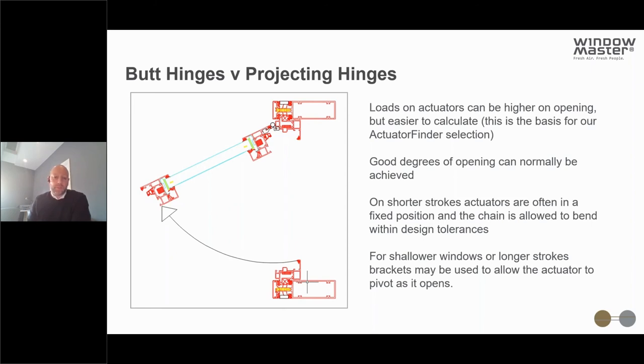We can normally achieve good degrees of opening with butt hinges, and on shorter stroke applications, the actuators may be fixed in their position, and the chains are designed to allow the chain to bend with the arc of the window opening. And on longer stroke applications, we may use an actuator with a longer chain and with a pivot bracket, which allows the actuator to pivot and tilt as the window opens.